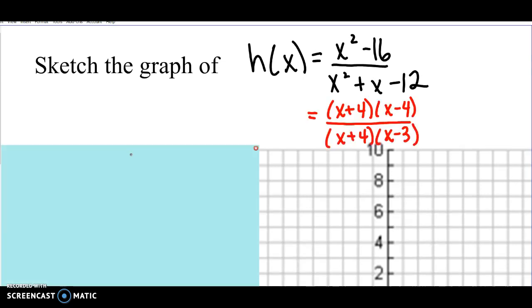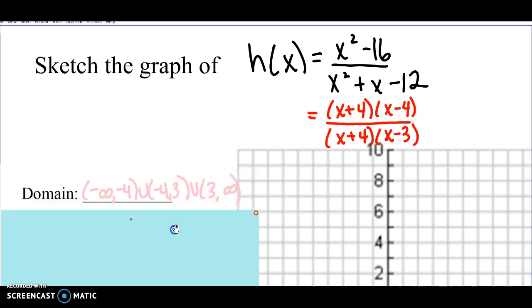All right, if you're ready to check how you did, let's move on. So you can notice in my first step, just as it says in the guidelines above, I started by factoring, which allowed me to see right away I have an x plus 4 factor in both the numerator and denominator. So already I'm anticipating that I'm going to have a hole.